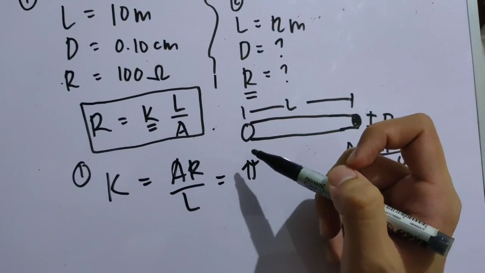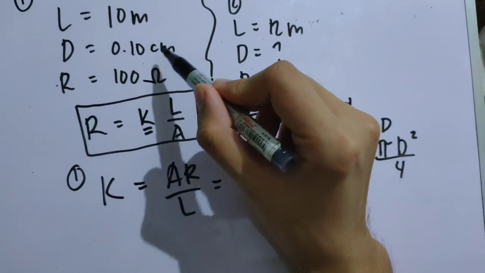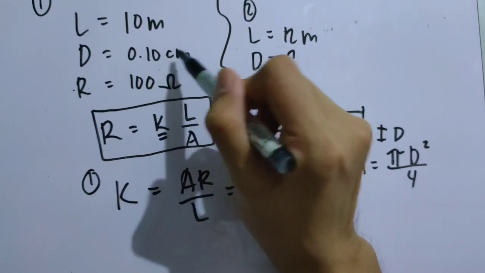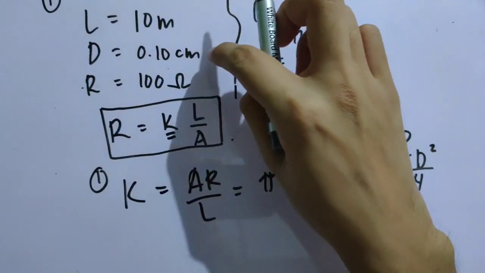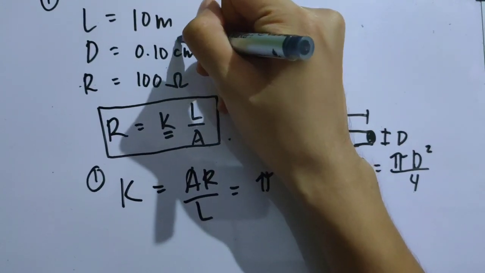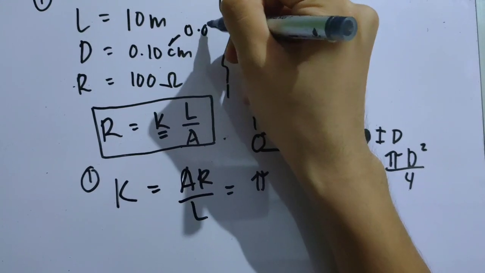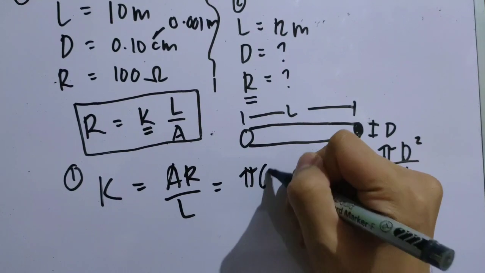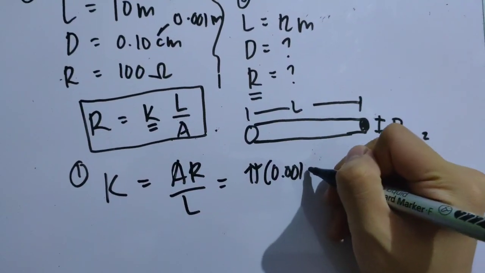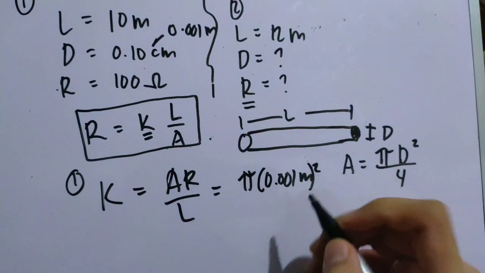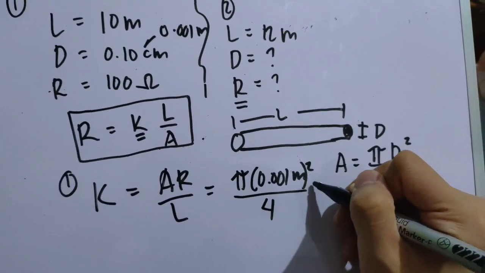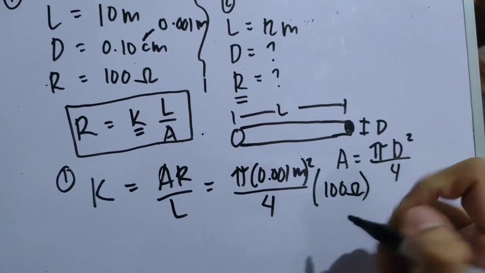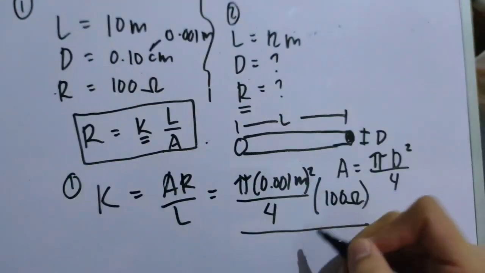So, para hindi tayo malito, imbes na centimeter yung gamitin natin, gawin na lang natin yung meter para maging consistent yung mga units natin. Pag gagawin mong meter ito, di-divide mo lang ito ng 100. Ito magiging 0.001 meter. So, yun yung multiply natin yung diameter dito. 0.001 meter squared over 4 times yung resistance niya which is 100 ohms, all over yung length which is 10 meters.